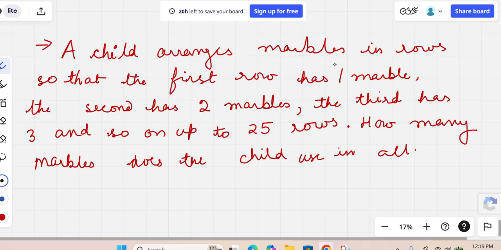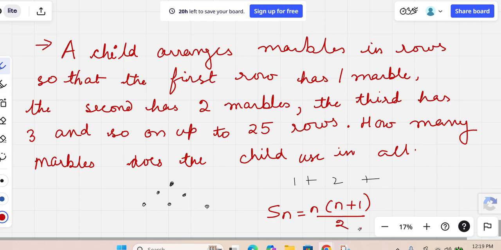A child arranges marbles in rows so that the first row has one marble, second has two, third has three, and so on up to 25. So you are adding 1 plus 2 plus 3. So it is the natural number formula, Sn equal to n into n plus 1 by 2.